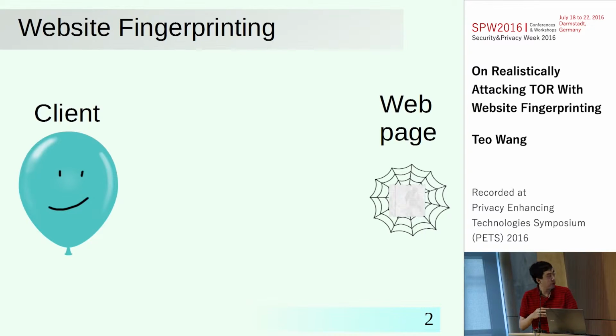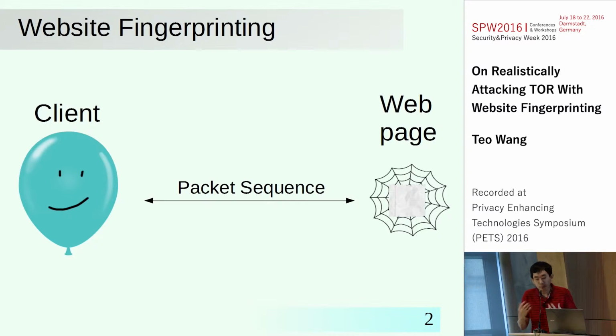So what is website fingerprinting, you might be asking. This can be explained from this simple problem. There's this client, and this client is visiting a web page. It's a web page because there's a spider's web with a piece of paper stuck on top of it, and the client wants to load the page. So there's going to be a packet sequence. There's going to be outgoing packets for sending GET requests and data. There's going to be incoming data as well.